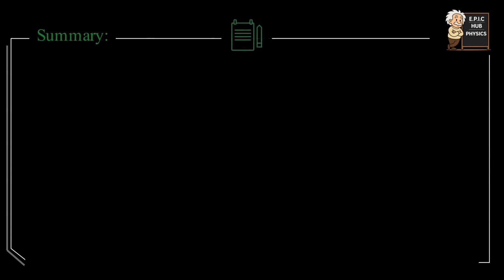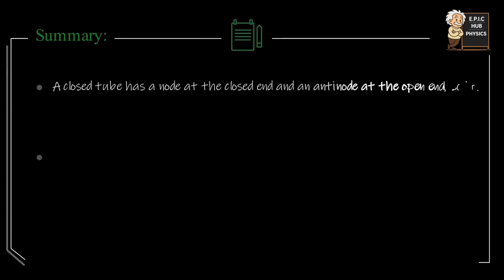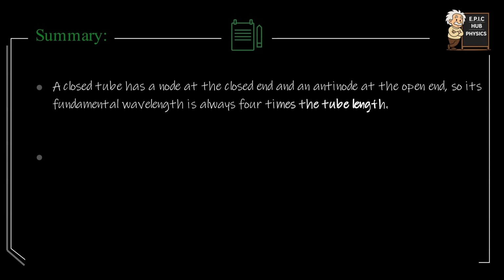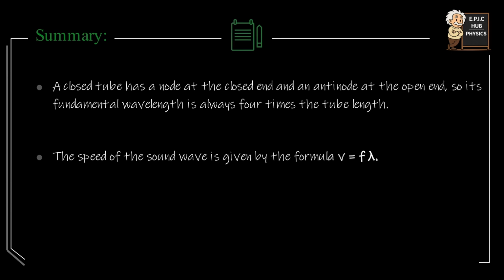We can now summarize in closing. A closed tube has a node at the closed end and an antinode at the open end, so its fundamental wavelength is 4 times the tube length. The speed of a sound wave is given by the relation wave speed equals frequency multiplied by wavelength.